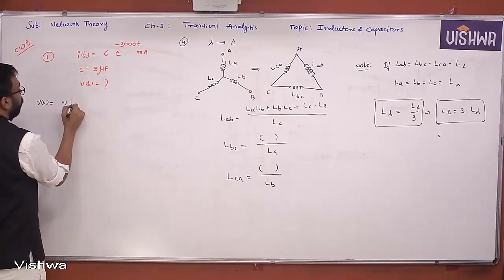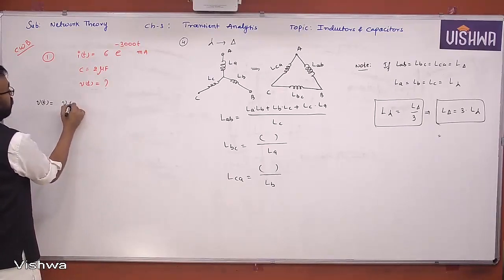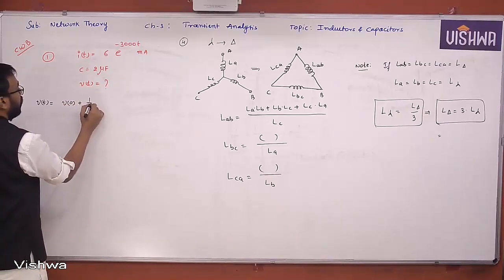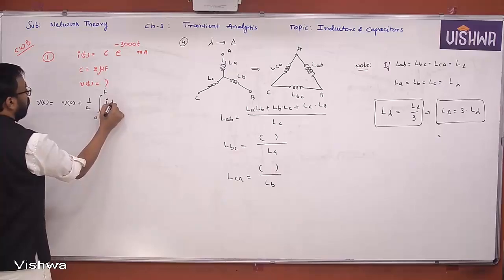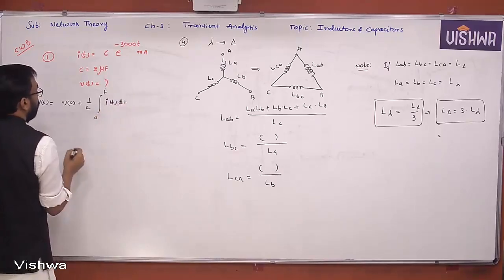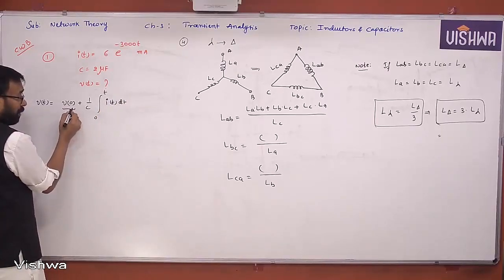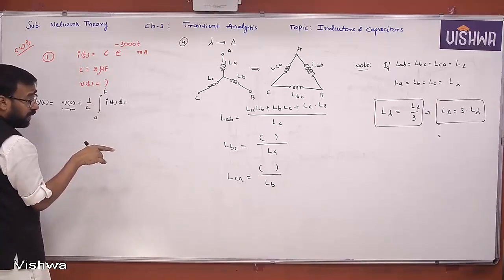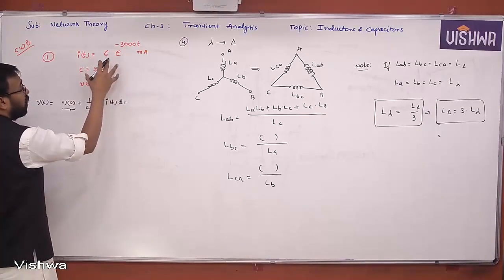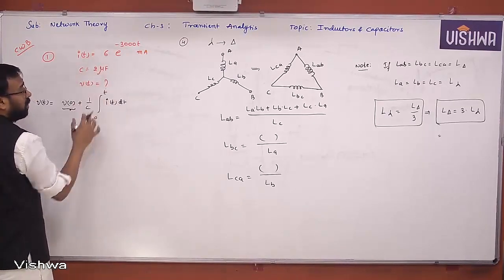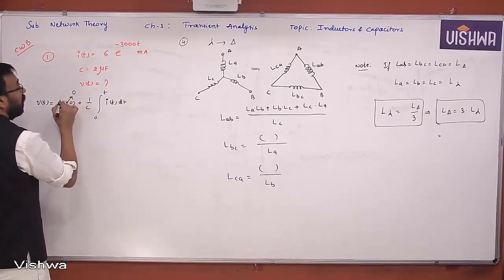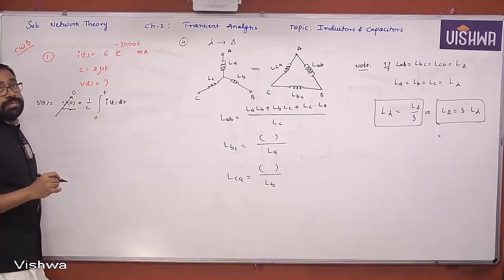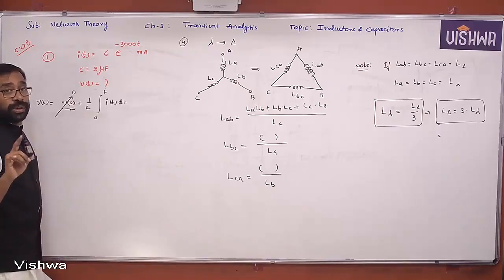You know that v of t is equal to v of 0 plus 1 by C integral 0 to t, i of t dt. This is the initial voltage. Sometimes he will give you the information directly or indirectly. In this particular problem, he did not talk about the initial voltage. Therefore, when anything is not mentioned directly or indirectly, you can assume the initial voltage to be 0.